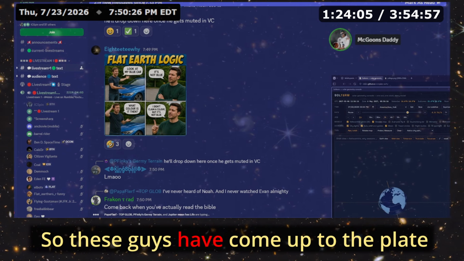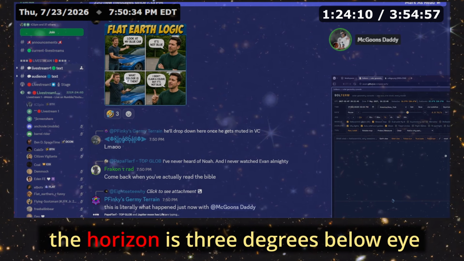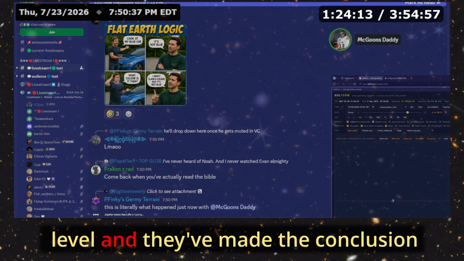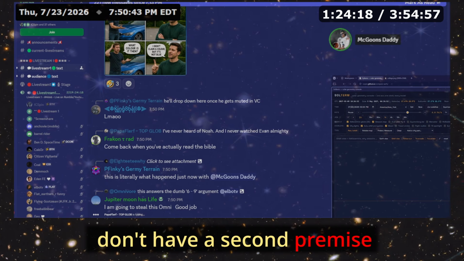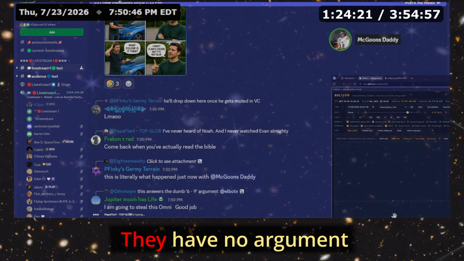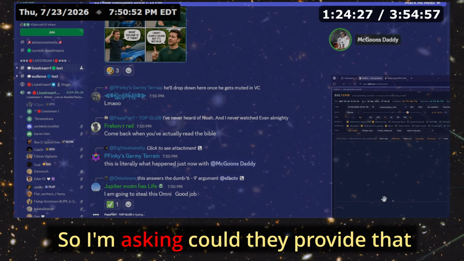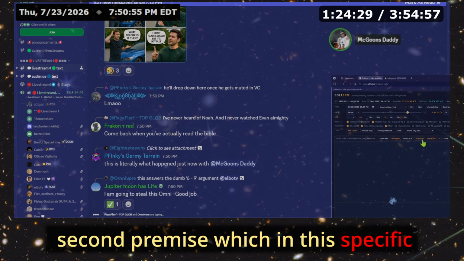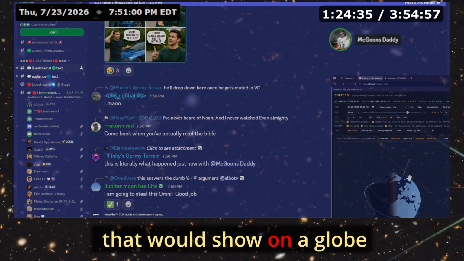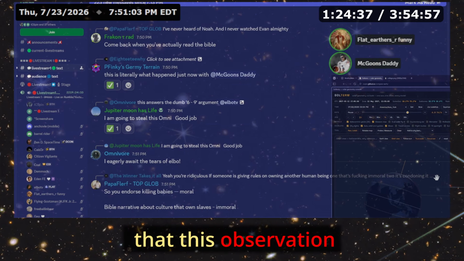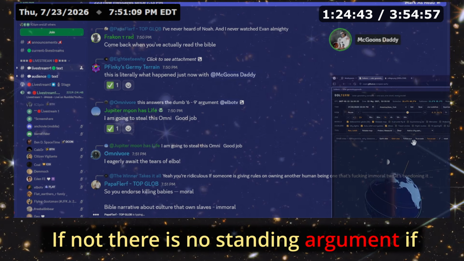So these guys have come up to the plate and they have brought one premise, that the horizon is 3 degrees below eye level, and they've made the conclusion that the Earth is a globe, but they still don't have a second premise to even give them an argument. They have no argument fighting for the globe. So I'm asking, could they provide that second premise, which in this specific case would be a model and some mathematics that would show on a globe that this observation matches their model? Could they provide that? If not, there is no standing argument.